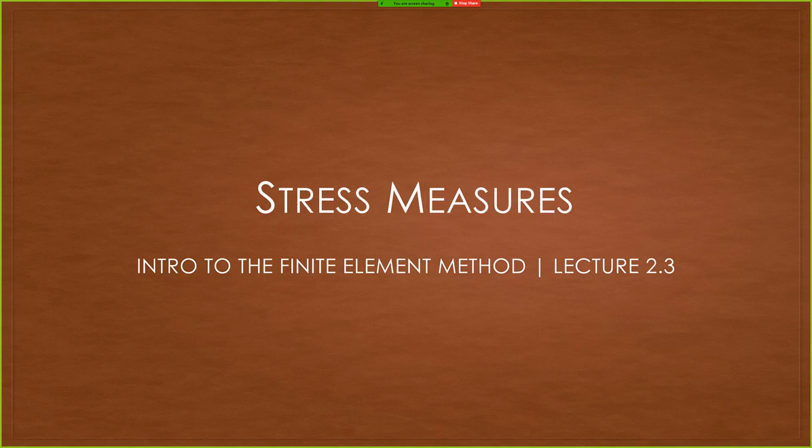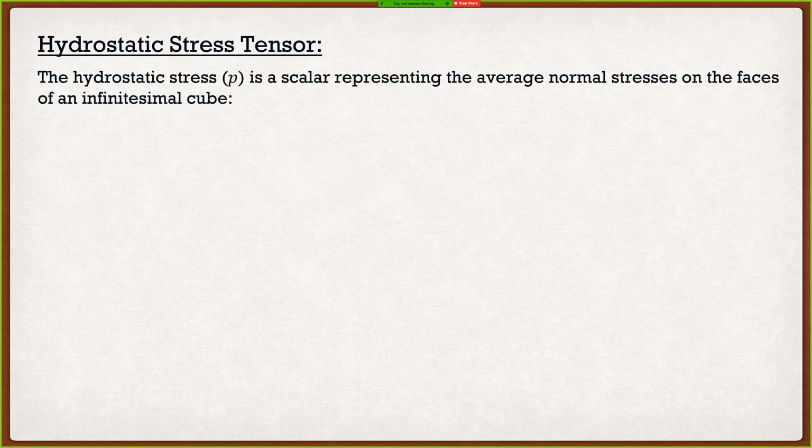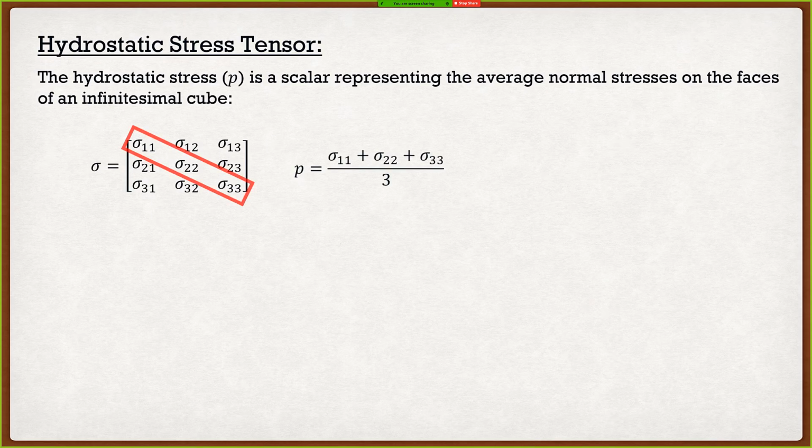All right, so we're going to start with stress measures. This is what exactly we can do with that Cauchy stress tensor that we defined before. The first thing that we can calculate is the hydrostatic stress tensor. The hydrostatic stress, which I'm going to call P, is a scalar representing the average normal stress on the faces of the infinitesimal cube. So if I have a cube and I have my stress tensor, the stresses the cube is subjected to, then my hydrostatic stress P is simply going to be the average of those diagonal components.